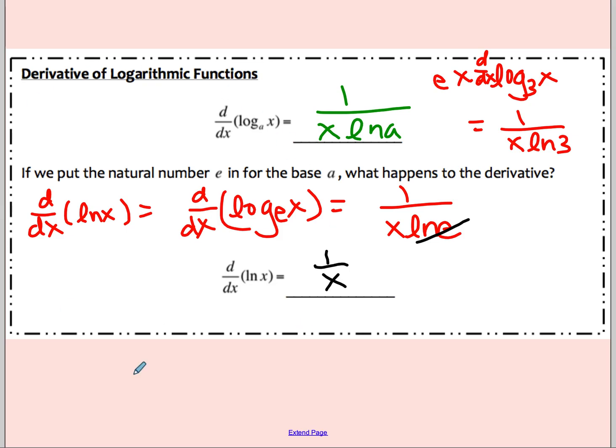Those are our derivatives of our log functions. We're going to use those derivative rules, or laws, I should say, to go through our next set of examples.